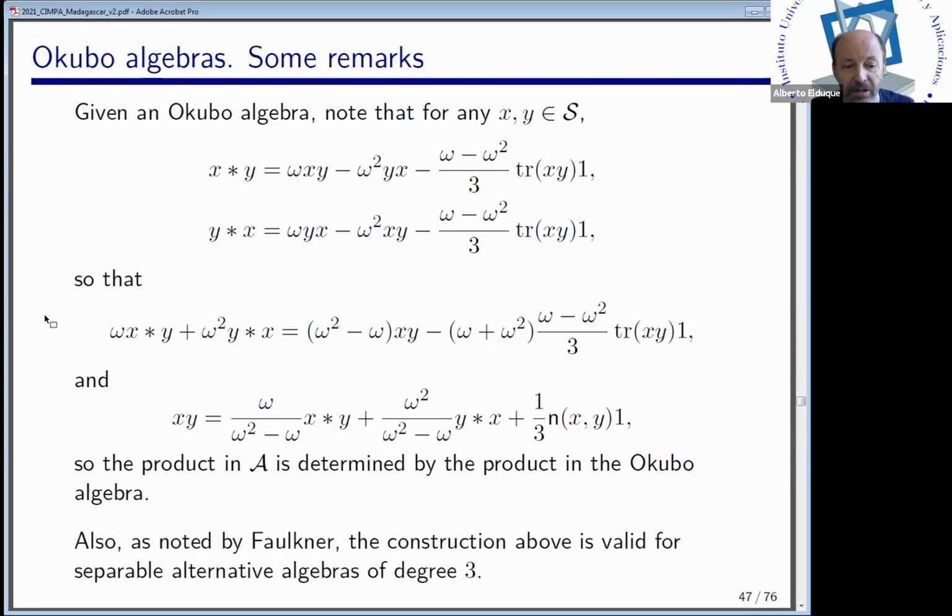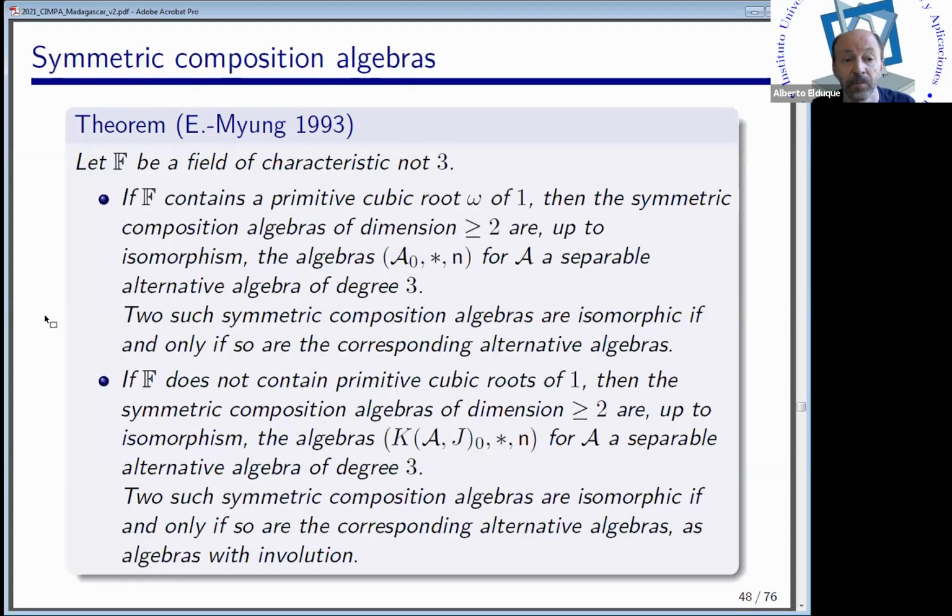And actually, Faulkner realized that this construction is valid not just for 3x3 matrices or central simple associative algebras of degree 3, but also for separable alternative algebras of degree 3. Okay, and this was a key point to get a nice classification of the symmetric composition algebras over fields of characteristic different from 3. And this is how it works.